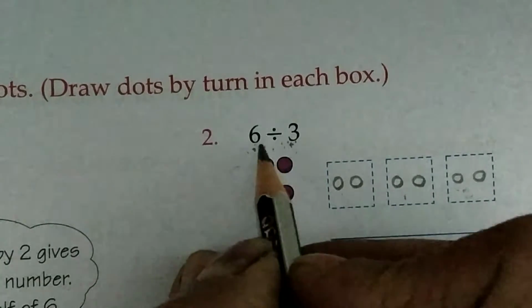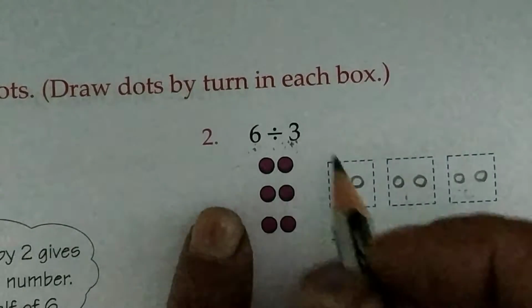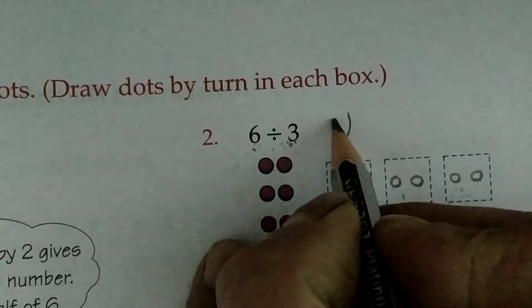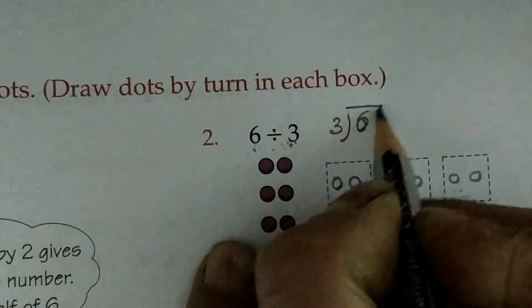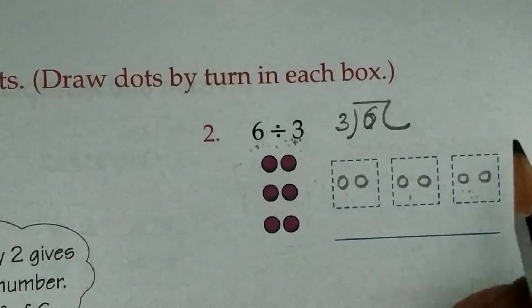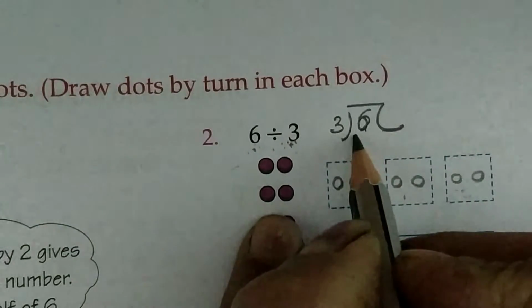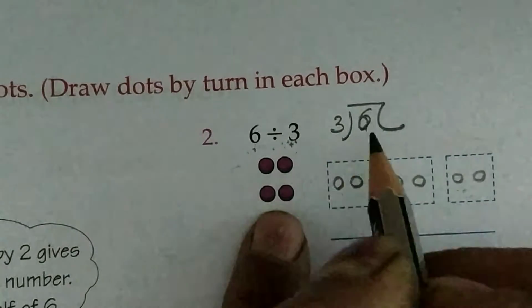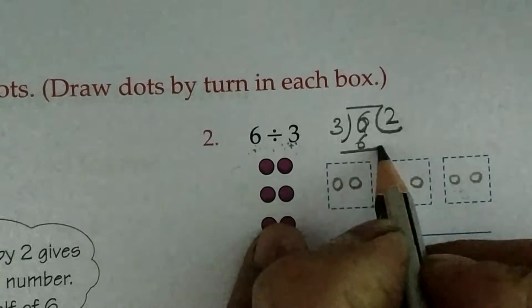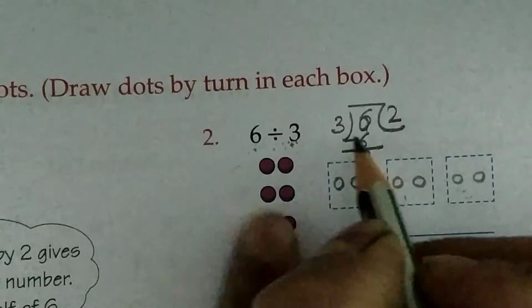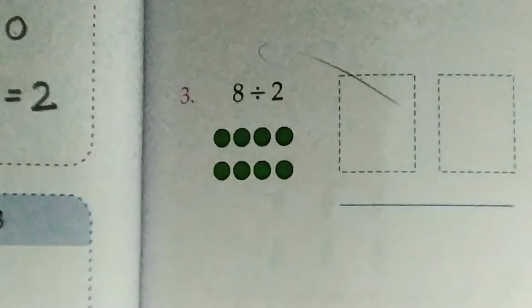3 1s are 3. 3 2s are 6. So student, if we write this, your sum is this. So how many times do we read the table of 3 to get 6? 2 times. Then we divide it equally. Let's see some other.